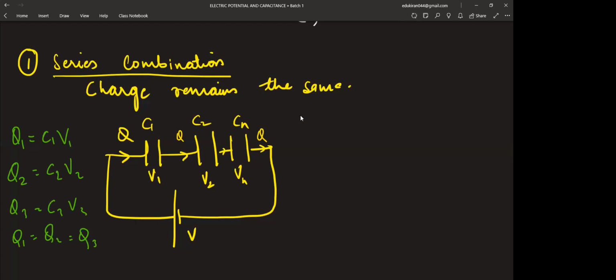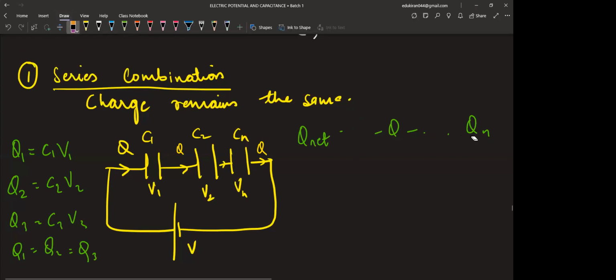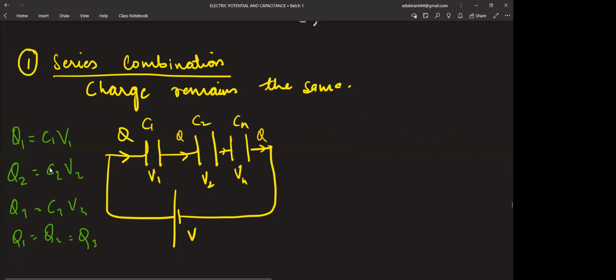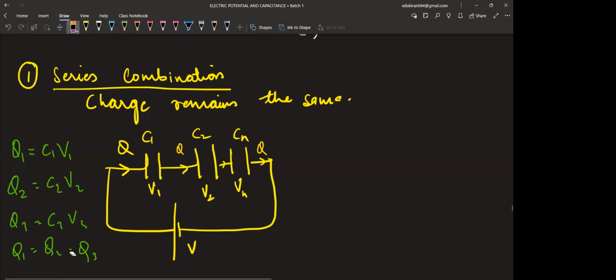So if I write what is the net charge, I can say it is Q1 plus Q2 up till Qn, right class? Now see class, when I write the total charge, this is same. Now let me write the total potential which is present. From here, this is the formula which is present. Let me remove this 1, 2, 3 so that you remember that all these charges are the same.